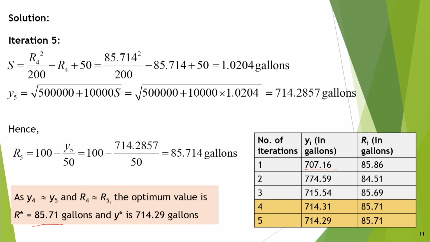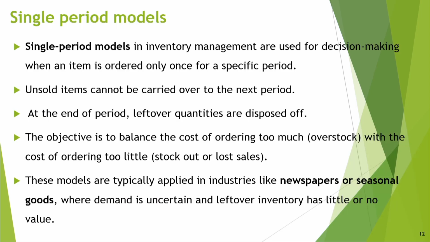Of course, it will take more time to do. So how did we proceed? We started with, suppose we assumed, by economic order quantity method, that we got y1 is equal to 707.16, and then the corresponding r1 came out to be 85.86, then 774, then 84, then 715, like that we finally converge to this value. So this type of procedure can be adopted in the probabilistic one.